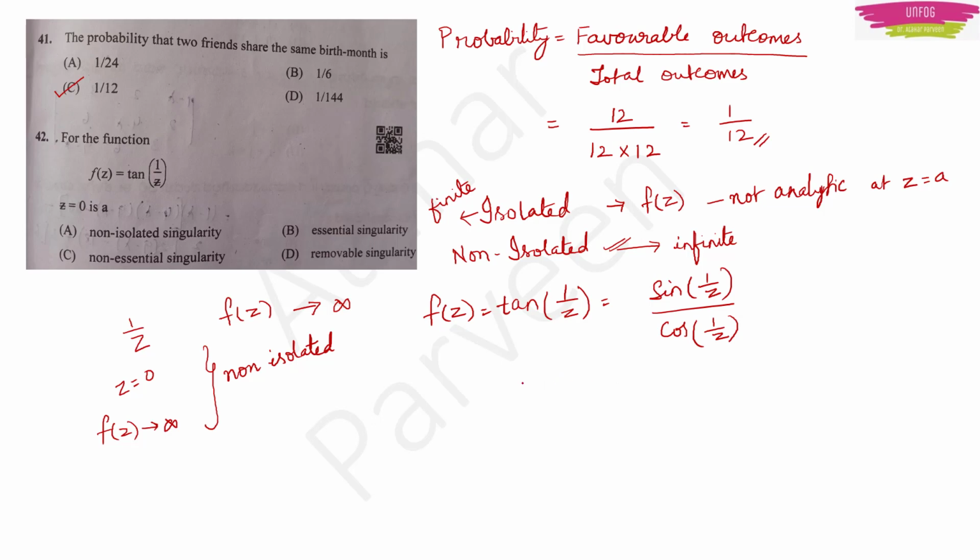Now tan of 1 by z can become infinite if cos of 1 by z will become 0. Isn't it? That's why there is a possibility for tan of 1 by z to become infinite. That is, the given function is non-isolated singularity. So option A is the right answer. Only thing we have to remember is that for isolated singularity, the finite singular points will be there, and for non-isolated, infinite singular points will be there.